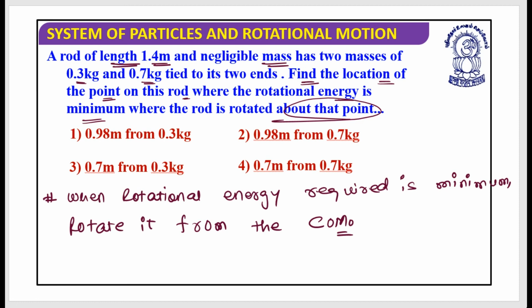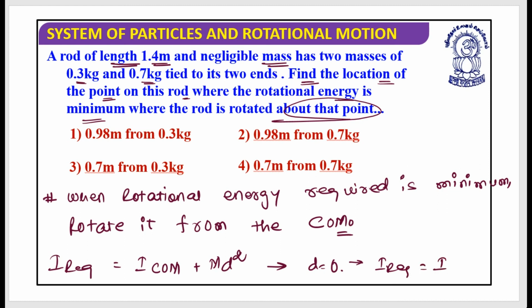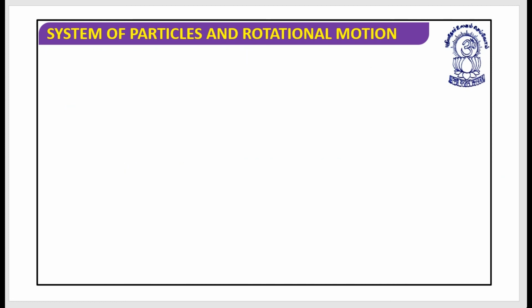Why? Because if you remember the parallel axis theorem, I required equals I COM plus m d square. So in this case, if d is equal to 0, then I required will be only the I COM. If my moment of inertia required is equal to I center of mass, that means this is the minimum possible moment of inertia for me. Yes. So if I understand this, then I need to do only this.